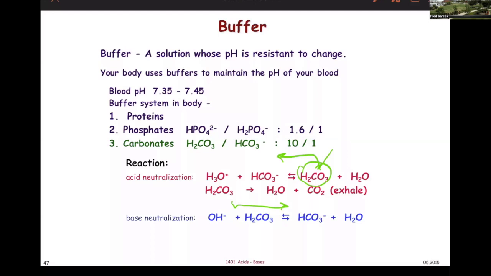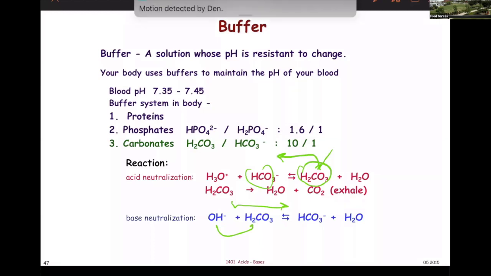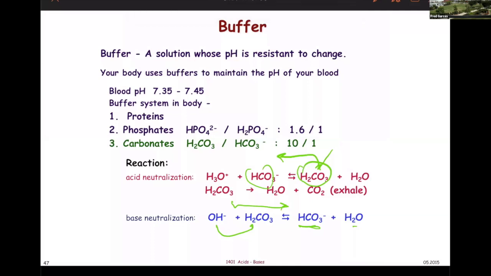That's the chemistry. How does hydroxide not change? Well, the hydroxide doesn't react with bicarbonate. It reacts with carbonic acid, and then it forms carbonate, bicarbonate, and water. Again, you are removing the main culprit in changing pH, hydronium and hydroxide. That's how the buffer system works.